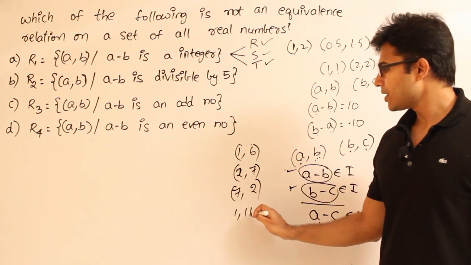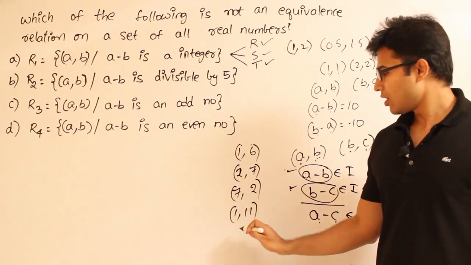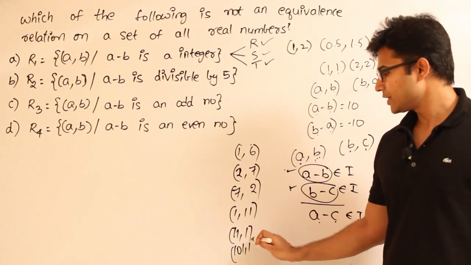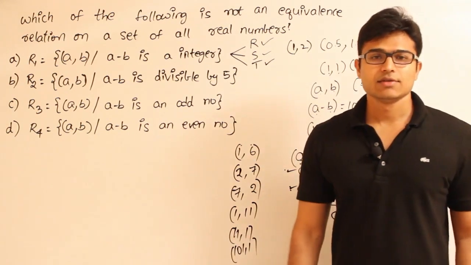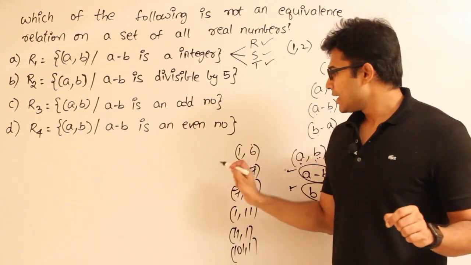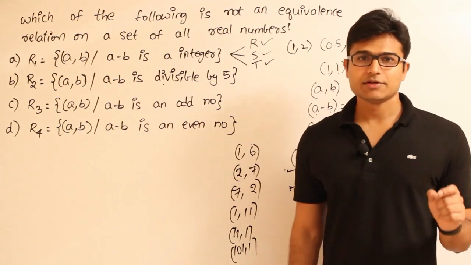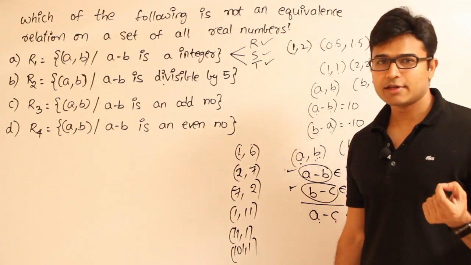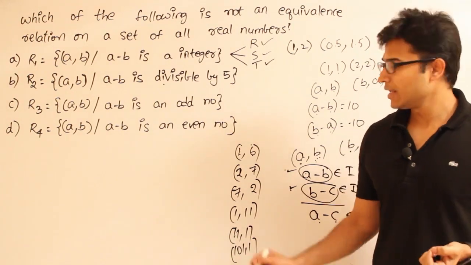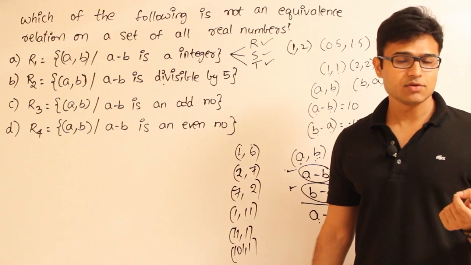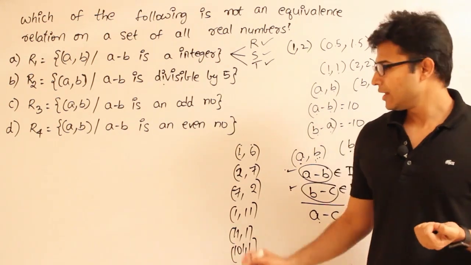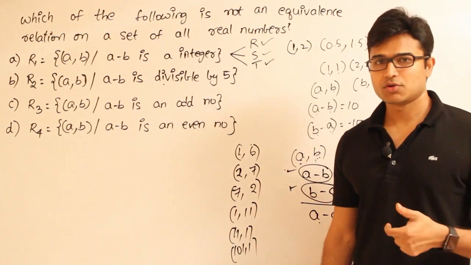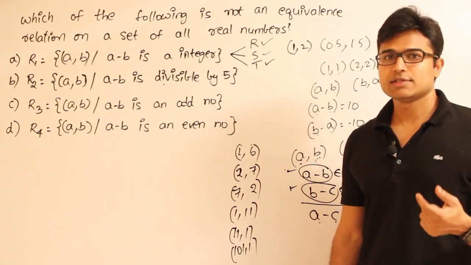Or you will have 1 comma 11, the difference is 10. Or you will have 11 comma 1, right? Or you will have 101 comma 1, something like this. So you will have a lot of numbers like this. So what I am trying to say is, an ordered pair will be present in this relation R2 only when, if you take the difference and you get a number, that number is divisible by 5. In all these cases, the difference is going to be divisible by 5, right? So that is the example of this relation. Now we are supposed to find out whether this one is equivalence or not.